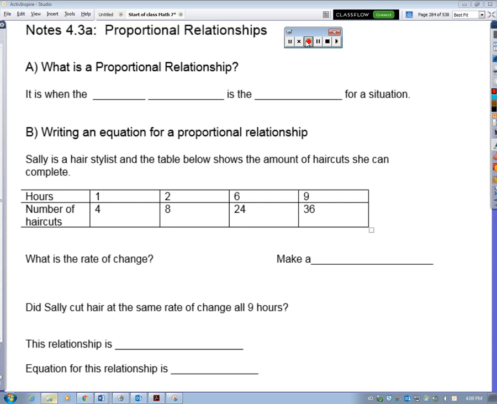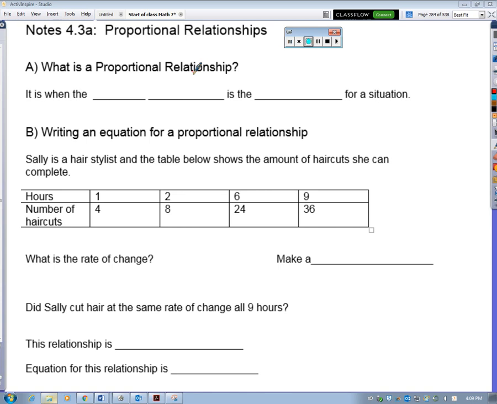Alright, my little math friends, we are back and now we are on to 4.3a. We're going to be moving on more with this unit rate and rate of change. We're going to talk about proportional relationships. Okay, what is a proportional relationship? We kind of looked at this in the last video.